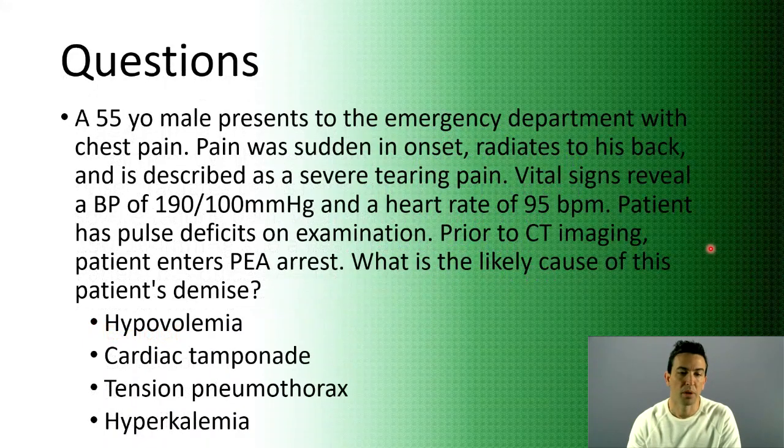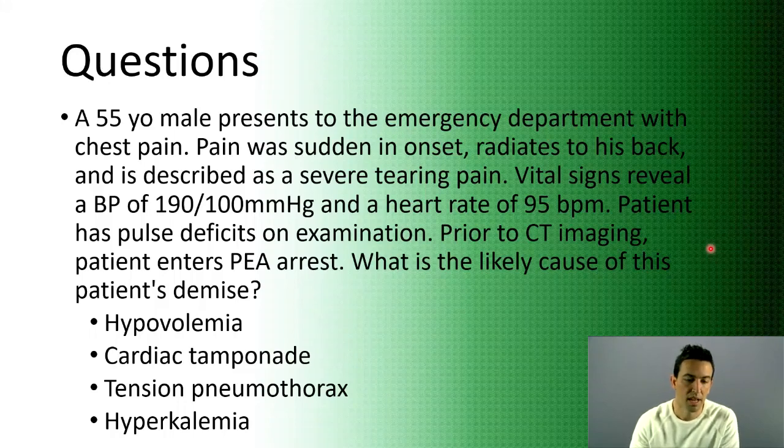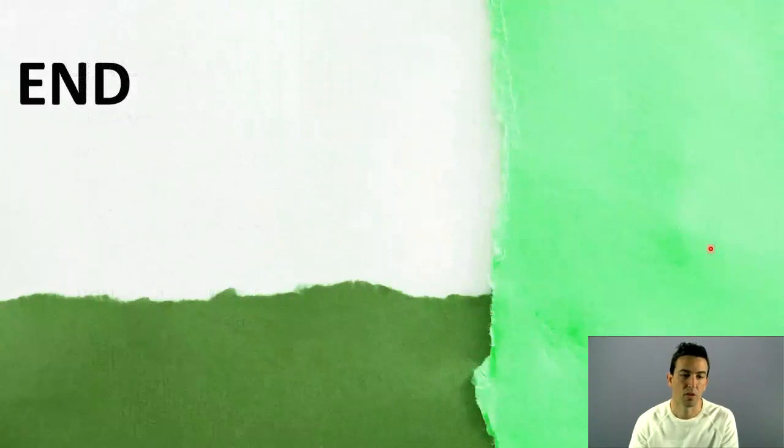Okay. Same presentation. A 55-year-old male presents to the emergency department with chest pain. It's the same question, going to the end here. Prior to CT imaging, the patient enters PEA arrest. What is the likely cause of this patient's demise? Hypovolemia, tamponade, tension pneumothorax, hyperkalemia. All of those would cause a PEA arrest, but given the situation, we're thinking cardiac tamponade. All right, guys, that's all for aortic dissection. Thanks.